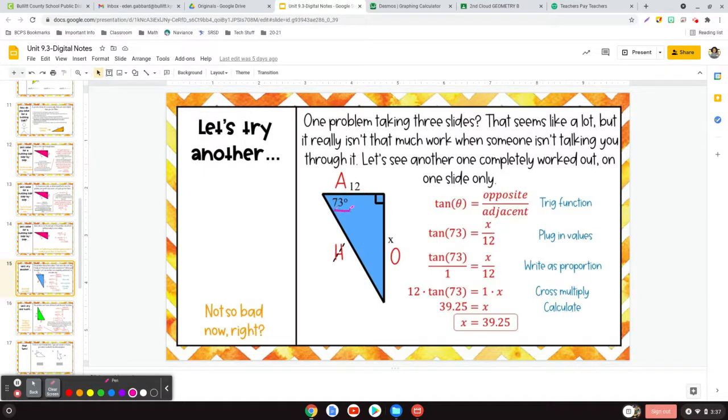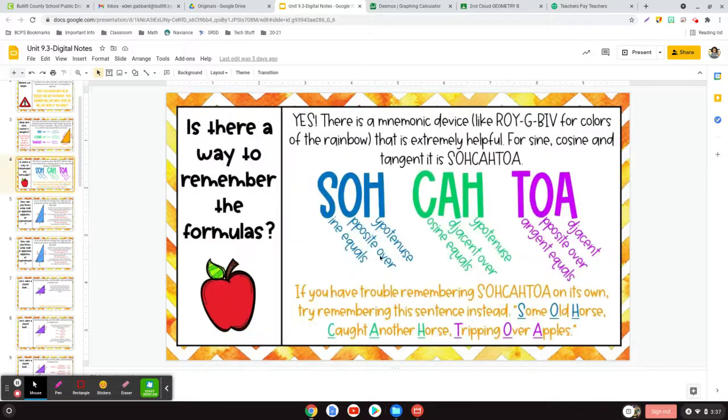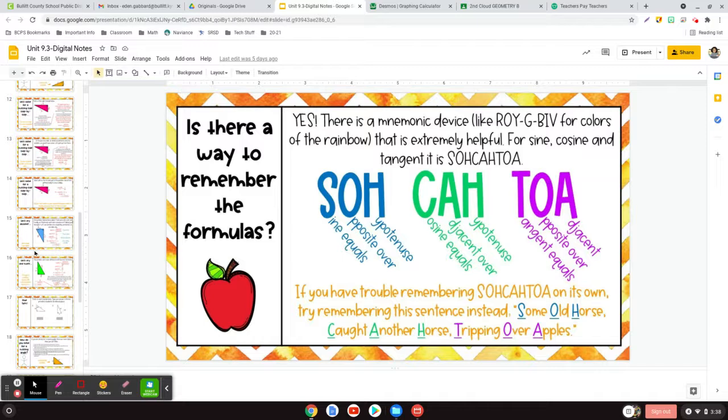So our 73 is our angle that we're working with. So what is across from that? That's going to be our opposite. What's across from our right angle is our hypotenuse, and then our adjacent is going to be the side that is left. So we figure that out. We go to our Sohcahtoa to figure out what function that we're going to use.